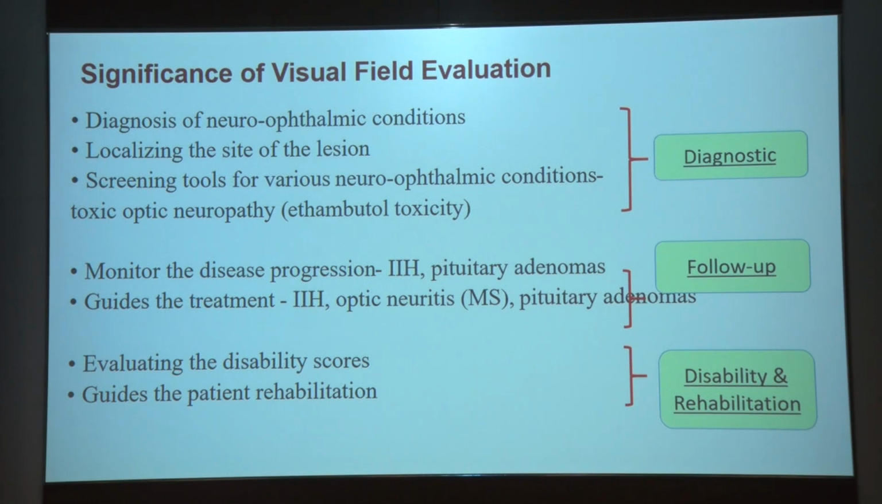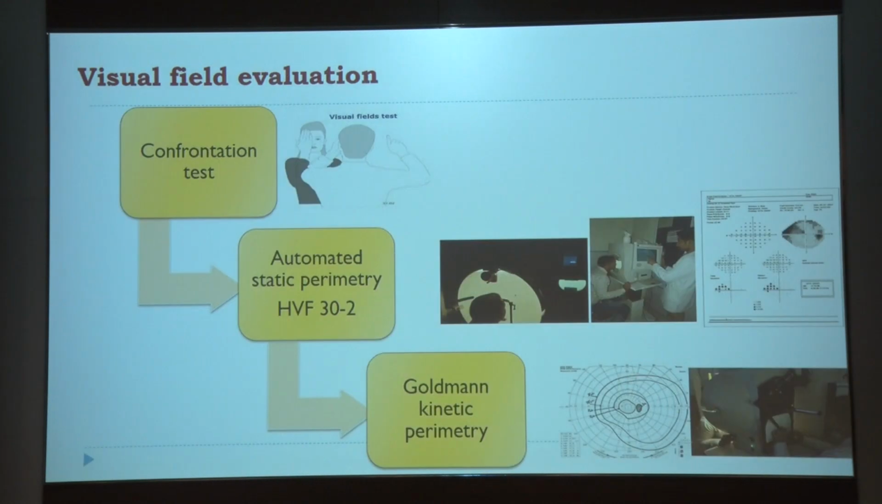Then on follow-up, you can monitor the disease progression and accordingly guide the treatment, like cases of IIH and pituitary adenomas. And lastly, when patients have a permanent vision loss, you can evaluate the disability scores. So many a times, we give handicap certificates based on the visual field defect, and also it guides the patient rehabilitation. So how can you assess it?